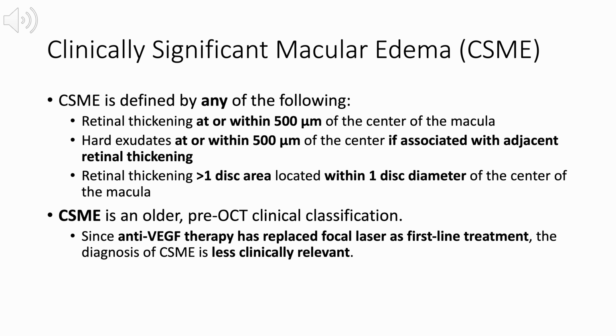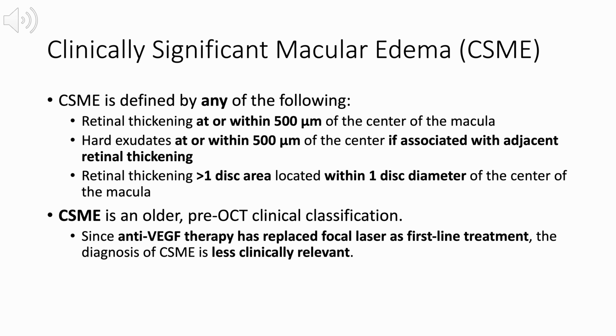First, retinal thickening at or within 500 microns of the center of the macula. Second, hard exudates at or within 500 microns of the center, if associated with adjacent retinal thickening. Note that the exudates alone are insufficient. Adjacent thickening is required. Third, retinal thickening greater than 1 disc area in size, located within 1 disc diameter of the center of the macula.